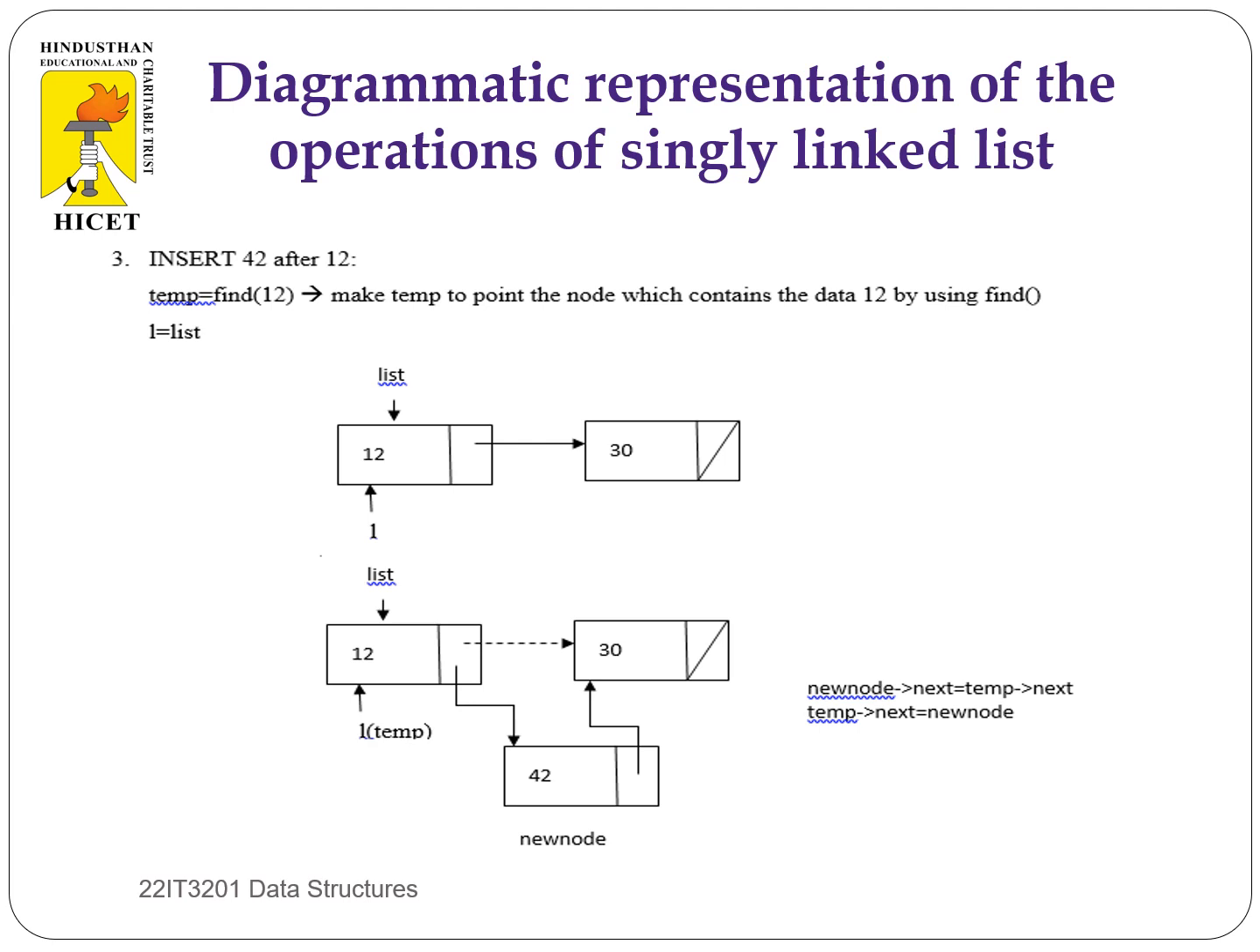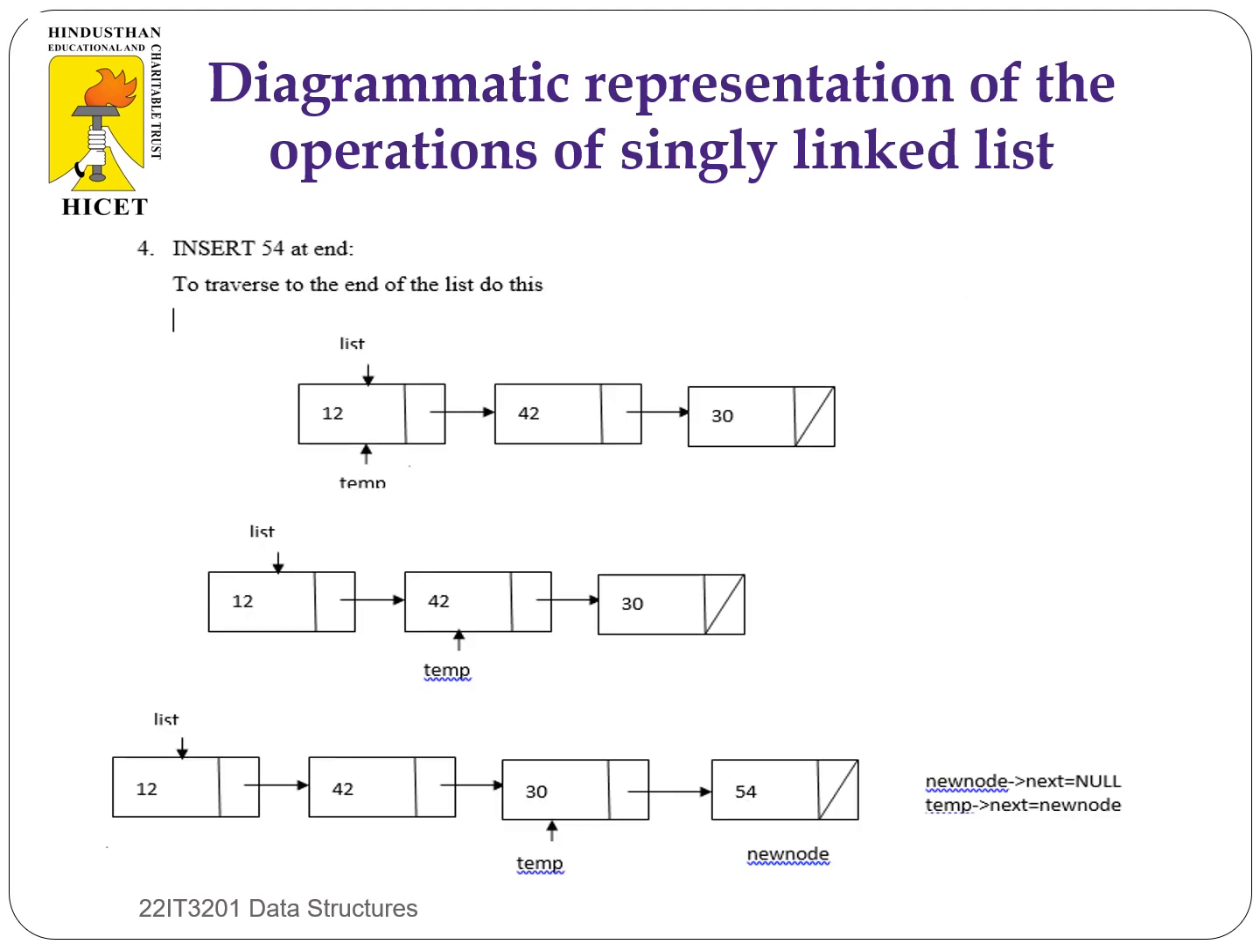If that node has been found, make it temp, and then we have a newly created node, new node, with the data value which has to be inserted. So in this example, it is 42. So the new node's next has to be made to point to temp's next, and then temp's next has to be made to point to new node. If we do these two changes, then the current list will be 12 followed by 42 and then 30.